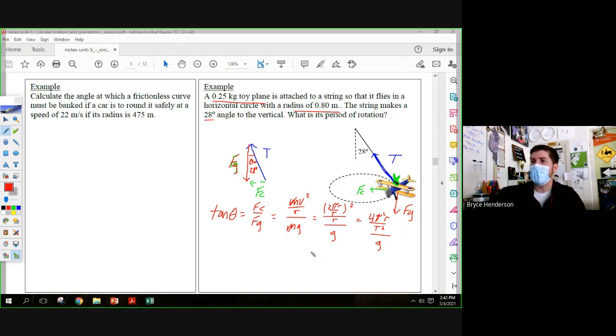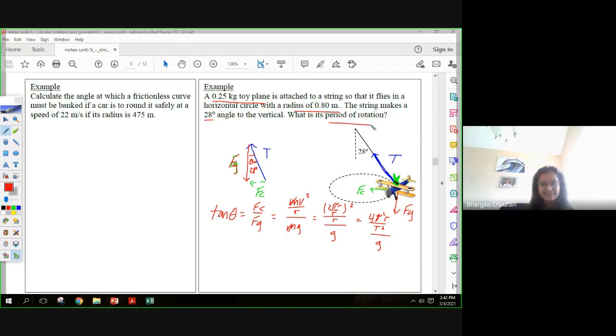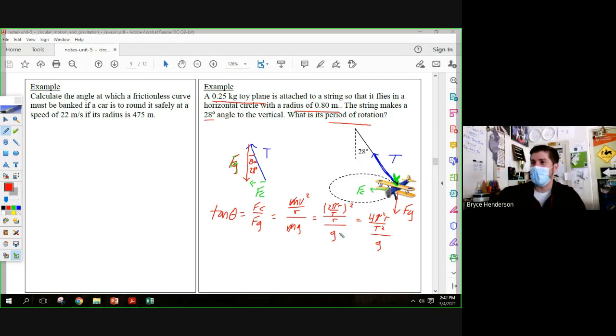Well, I hope this is right. What are we trying to solve? Fc. Oh, never mind. We want the period of rotation. So what do I need to get by itself? The big T here, right?